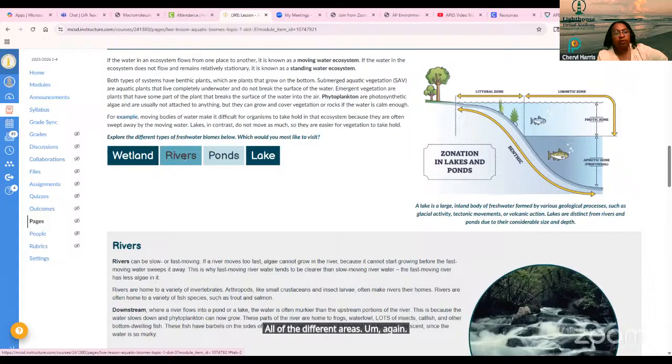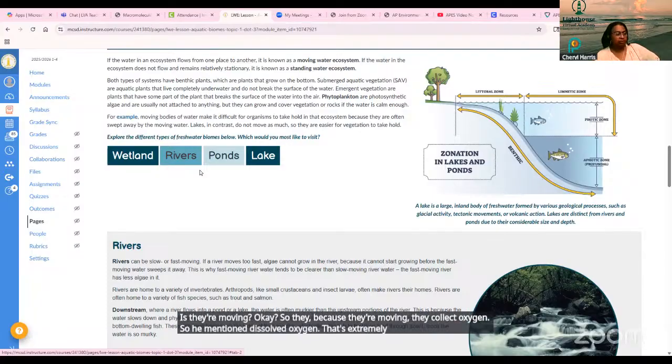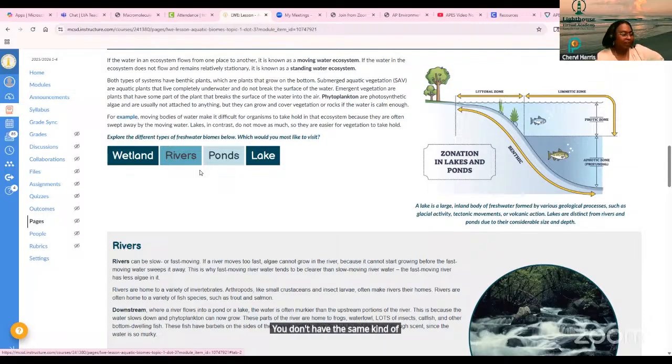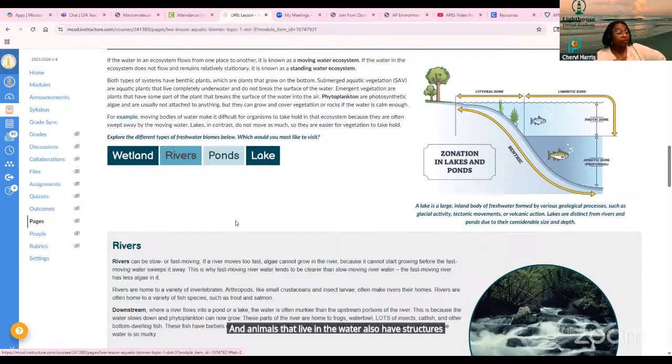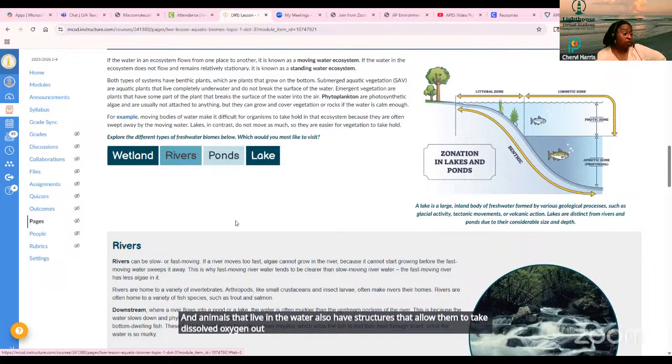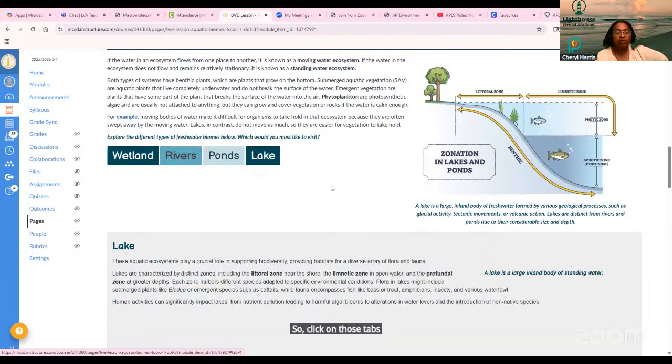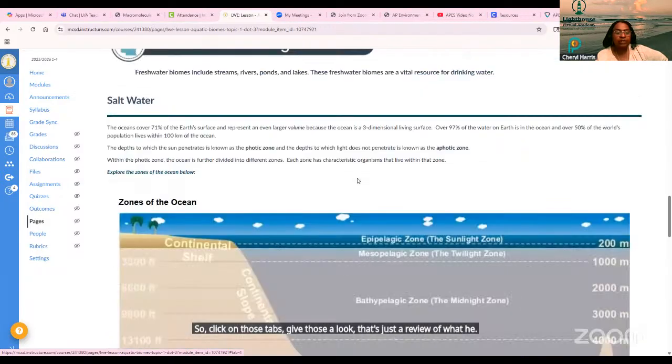Again, the thing to remember with rivers and ponds is they're moving. Because they're moving, they collect oxygen. So he mentioned dissolved oxygen. That's extremely important. You don't have the same kind of life in a lake because you don't have the same amount of dissolved oxygen. We tend to think about oxygen being in the atmosphere and something that we breathe with our lungs, but remember that plants and animals that live in the water also have structures that allow them to take dissolved oxygen out of the water so that they can carry on respiration as well. So click on those tabs, give those a look. That's just a review of what he just said.